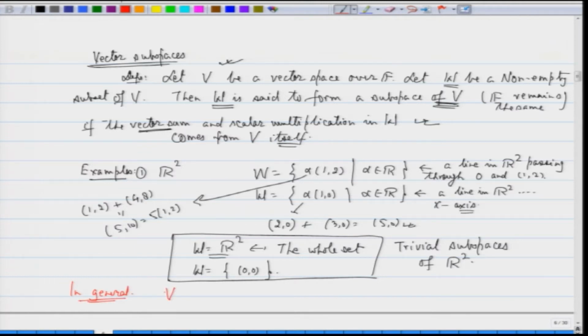So, in general, start with V, then take W to be V itself or take W to be just the 0 vector, then they are called trivial subspaces of V, because they do not give us any extra idea. So, they are important, but at the same time they are not giving us any new idea. So, some more examples.